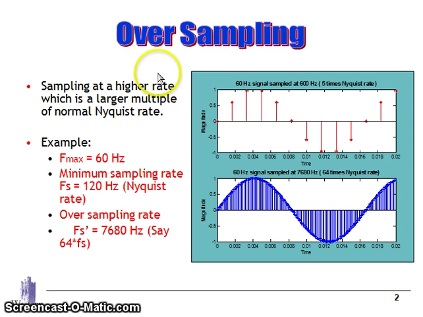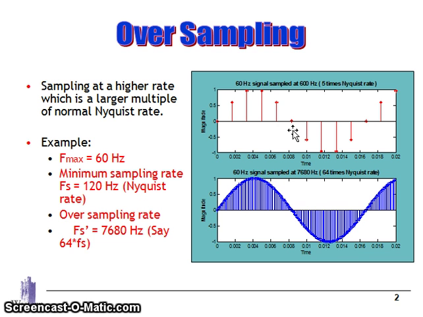Oversampling implies sampling at a rate greater than the Nyquist rate. Here you see a 50 to 60 Hz signal. This signal is sampled at a rate of 5 times the Nyquist rate, and the second signal, shown in blue, is the one sampled at a rate of 64 times the Nyquist rate. These samples are very closely spaced compared to the one shown in red.